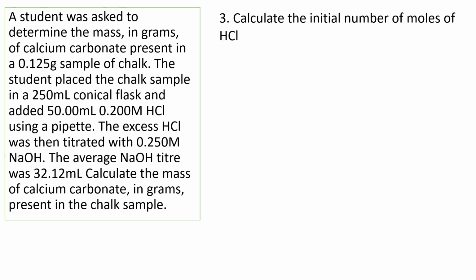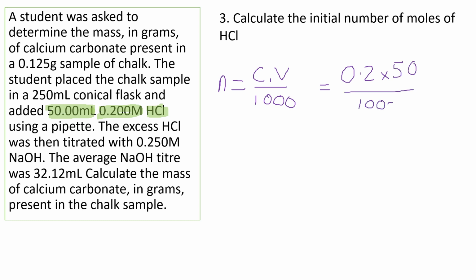Calculate the initial number of moles of HCl. So to do that, we're going to use the same formula, n equals C times V over 1,000. Get the highlighter pen, I'm going to do this in light green. And the initial moles of HCl relies on the 50 millilitres and the concentration being 0.200 molar for the HCl. So that is 0.2 times 50 over 1,000. And that comes out as 0.01 moles of HCl that were there originally before the reaction took place.